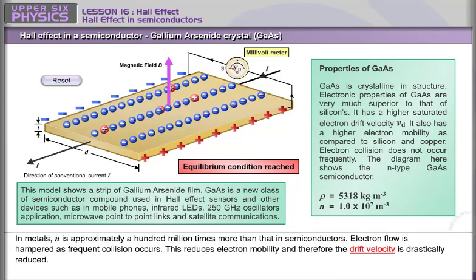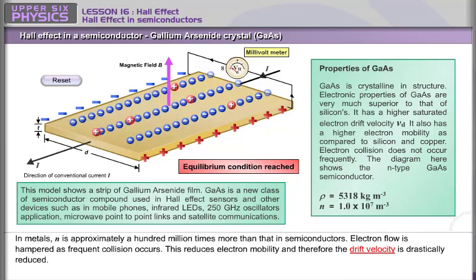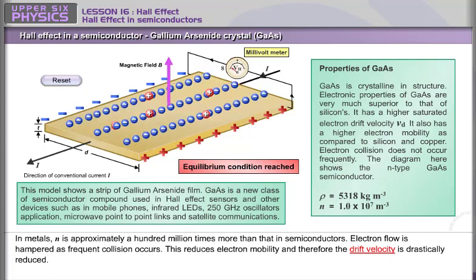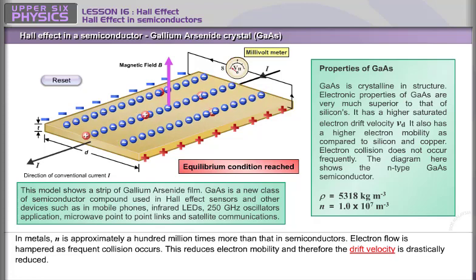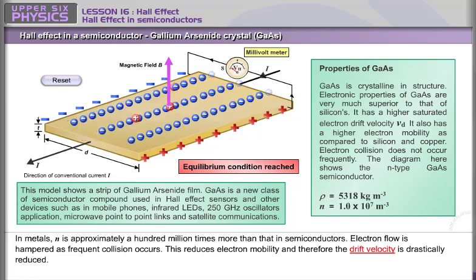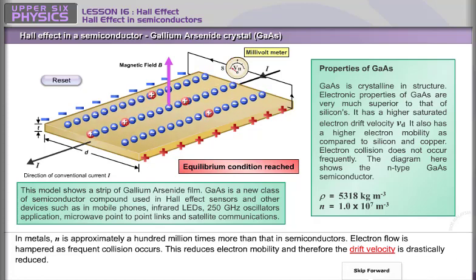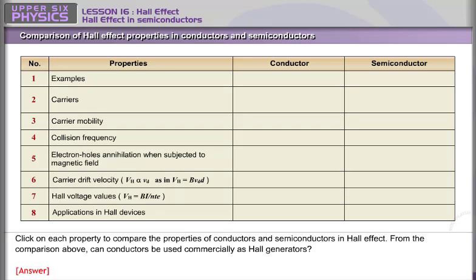In metals, N is approximately 100 million times more than that in semiconductors. Electron flow is hampered as frequent collision occurs. This reduces electron mobility and therefore the drift velocity is drastically reduced. Click on each property to compare the properties of conductors and semiconductors in Hall effect. From the comparison above, can conductors be used commercially as Hall generators?